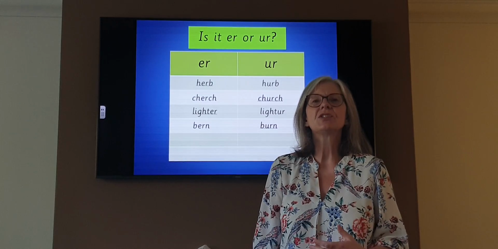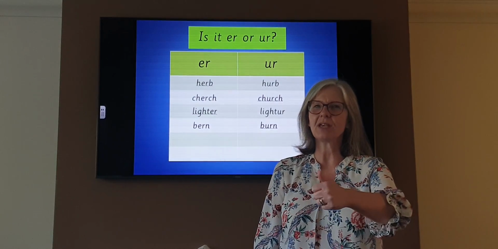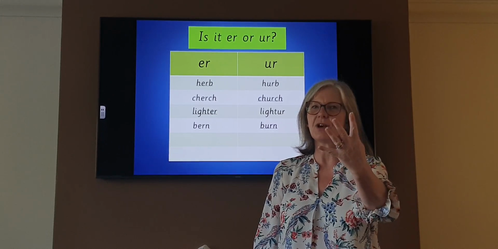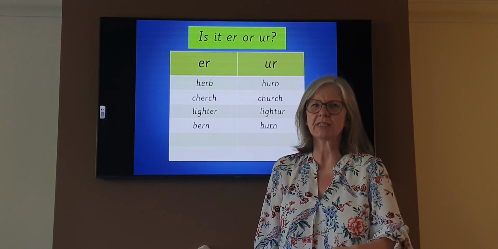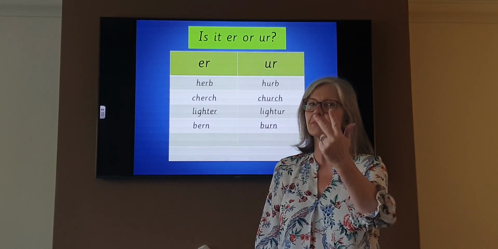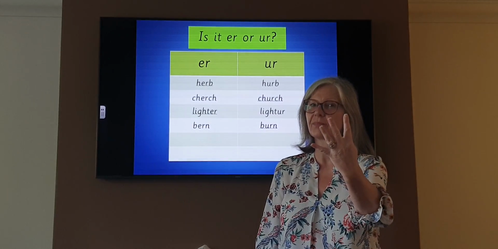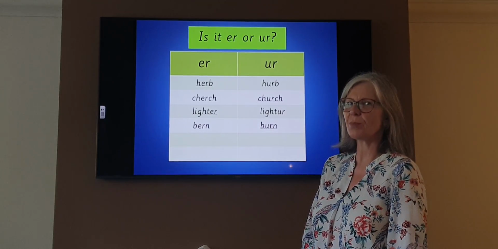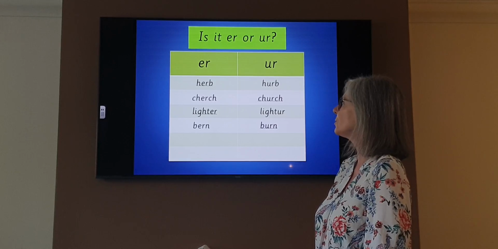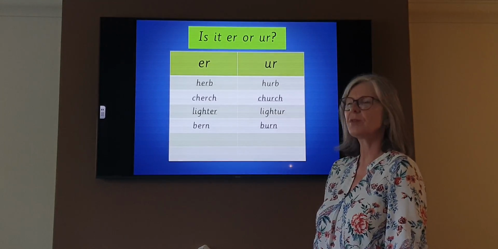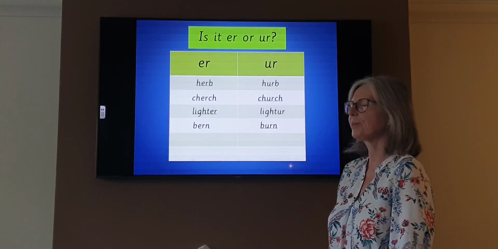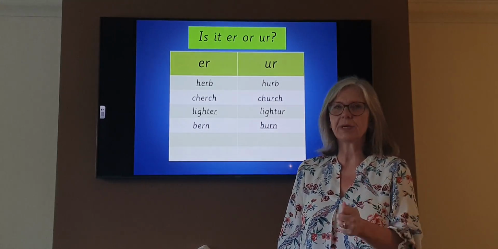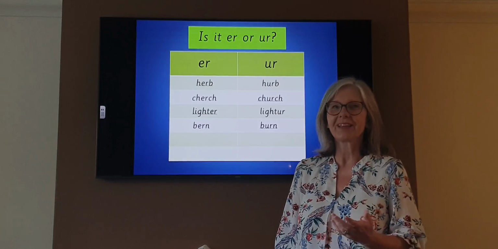Slurp. Slurp. Let's sound talk it. Slurp. Let's sound talk it again. You do it this time. Okay. Which one is it using? Slurp. Do we need the ER or the UR? Remember, keep sound talking it to your paper, sound button it to check it. Let's have a look.